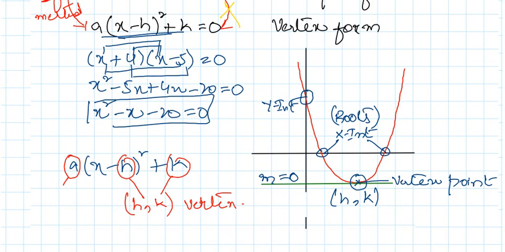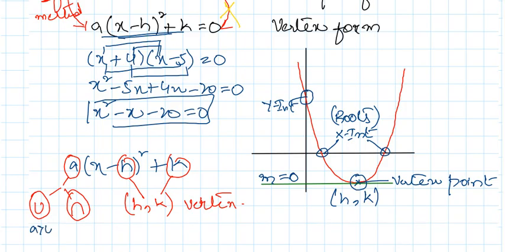I told you smiley face and sad face, the minimum point curve or the maximum point curve, right? The parabolic curves we have told you, the U-shaped curve and the upside down U curve. We are calling it smiley face and sad face. I hope you remember. This a will tell us whether the curve is a smiley face or a sad face. If the value of a is positive, greater than 0, then we have a smiley face. If the value of a is less than 0, then we have a sad face.